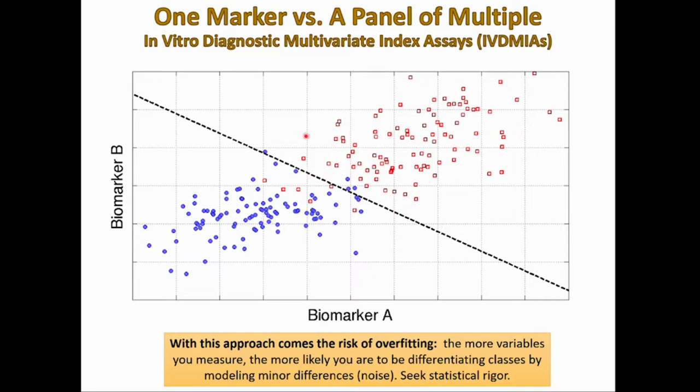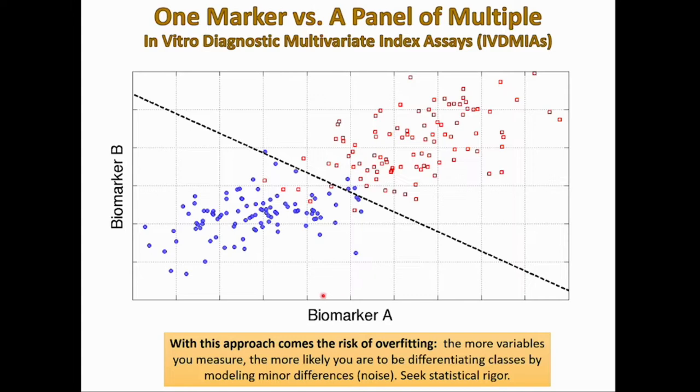When you look at these individuals in the center, biomarker A wouldn't be very accurate because it can't discriminate very well. And you could say the same for other biomarkers. Let's say you take a second biomarker, biomarker B, and those individuals in the center of this cloud wouldn't be able to be distinguished very well.